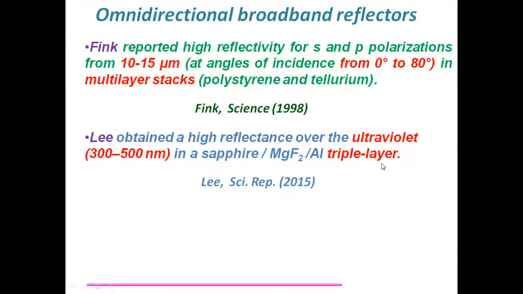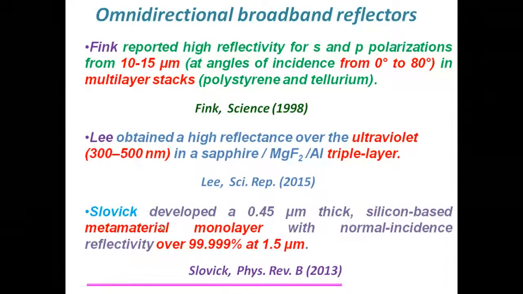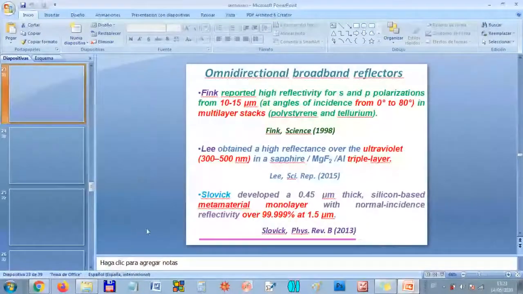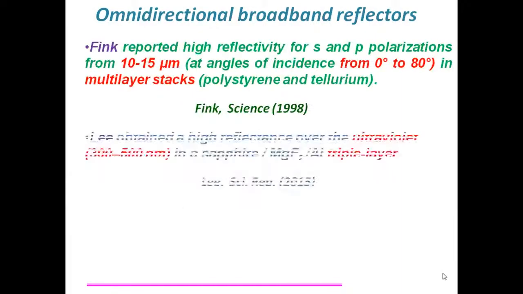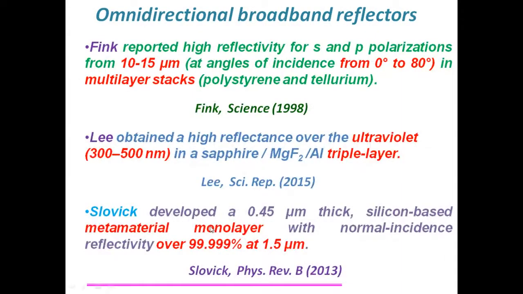for a sapphire magnesium chloride triple layer. So here we have a triple layer of different materials with an important reflectance. And even Slovak developed this silicon-based metamaterial. It's a different case, where a single layer of metamaterial with a negative index of refraction obtained a high reflectivity at 1.5 micrometers.